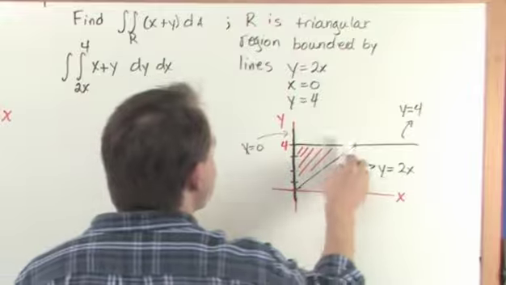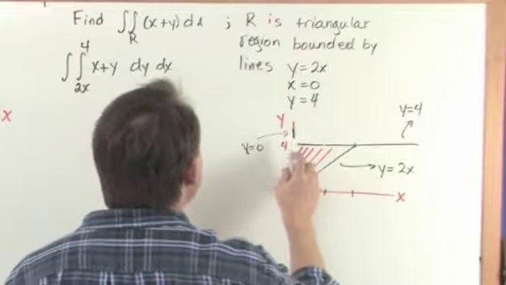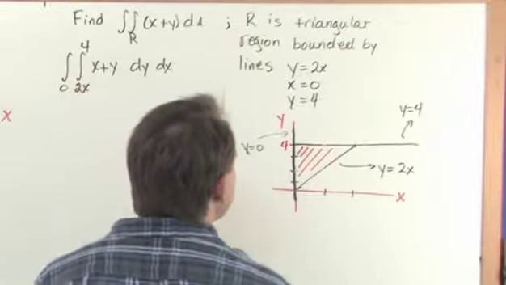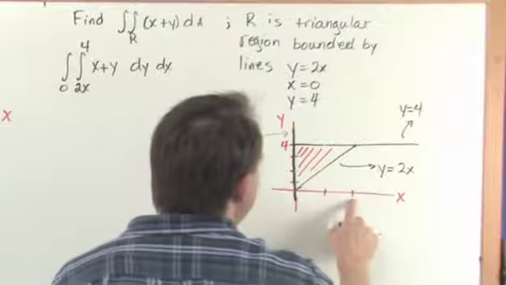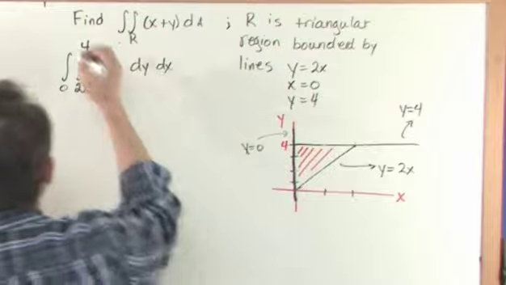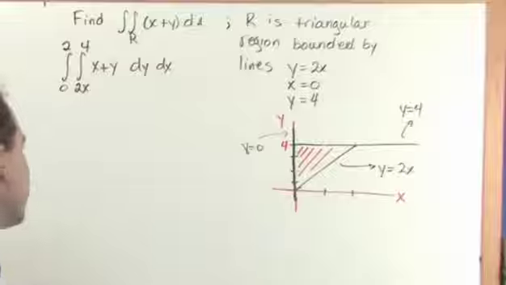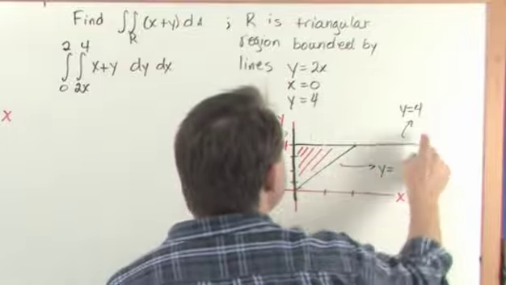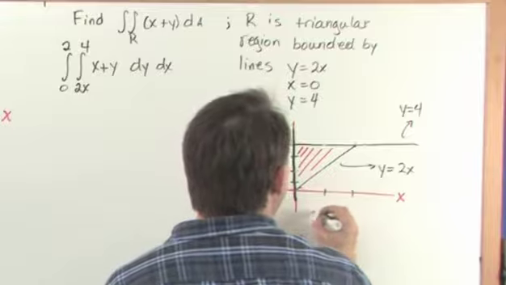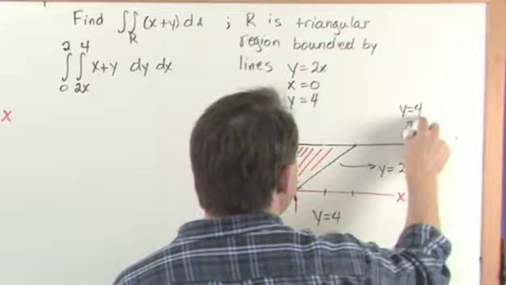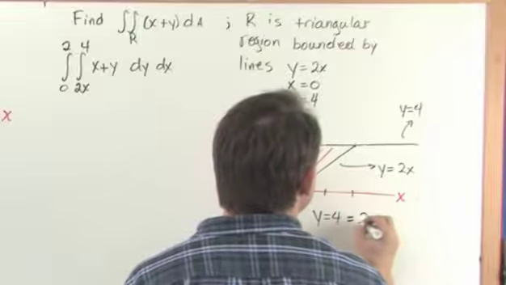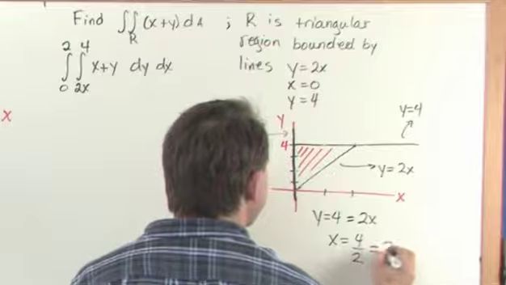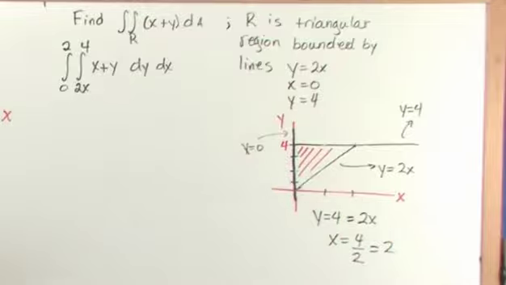Now, what do I put for the limits this direction? Well, I know I'm going from x is equal to 0, all the way up to this point. Okay, and you can look at the graph and figure out that that's x is equal to 2. If you didn't graph it, you could easily find the intersection of these two lines, because y is equal to 4, which is also equal to 2x. So x is equal to 4 divided by 2, which is 2. So x is equal to 2. That's the point at which those two lines intersect.